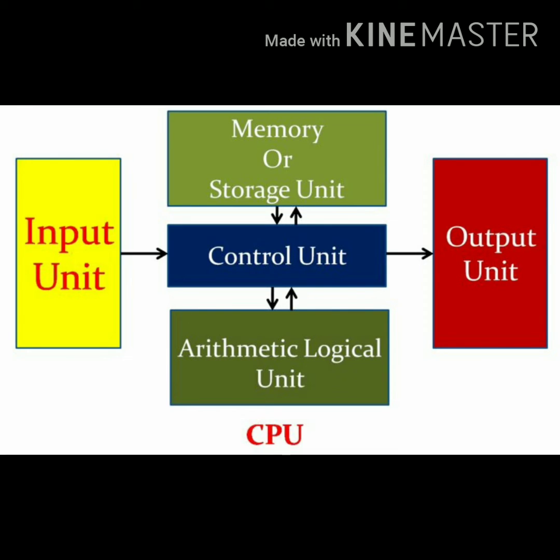Among the five parts of the computer, what are the five parts? Input unit, control unit, arithmetic logical unit, memory, and output unit. Three parts of the computer: control unit, ALU, and memory, which are in the center, are called the central processing unit, that means CPU. In fact, CPU is the real computer.